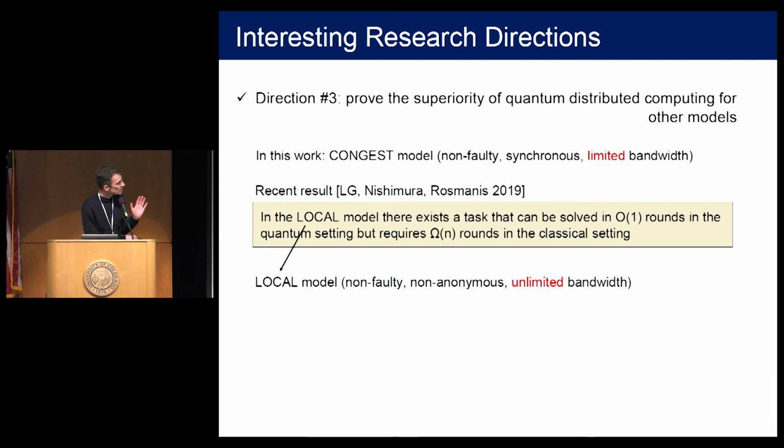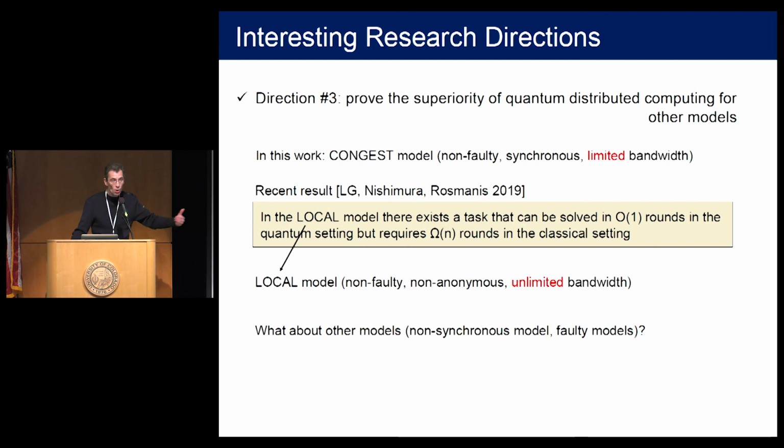In the LOCAL model, the difference is that we have unlimited bandwidth. So we don't have any restriction on the length of the message sent per round. So you can send arbitrarily long messages per round. And recently we have been able to show that in this model there exists a task that can be solved quantumly using a constant number of rounds, but classically requires a linear number of rounds. So there is a huge gap here in that LOCAL model.